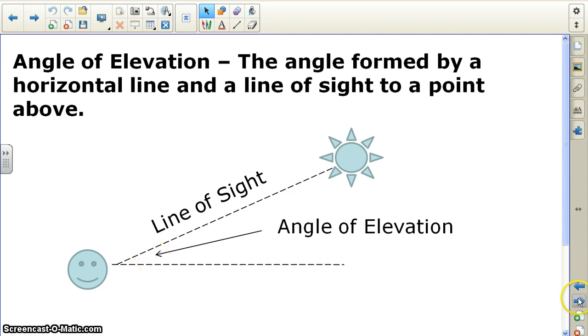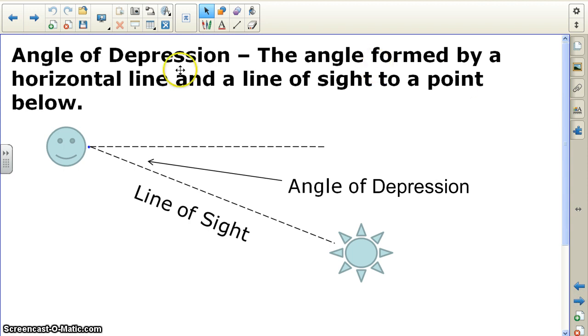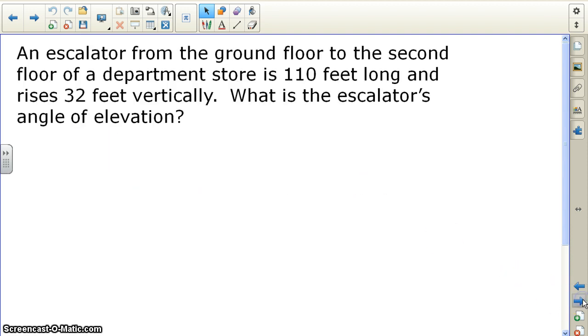Our angle of depression is very similar, except that now you're looking straight ahead and then you're looking down at the object. That's going to be our angle of depression, will be this angle right here. And we'll do a couple of examples in a little bit, and I'll show you some common mistakes that are made when doing angle of depression problems. Okay, so that's all angle of depression is, the angle formed by a horizontal line and the line of sight. So if you're looking straight ahead and then look down at the object, that's your angle of depression. All right, so let's look at a couple of examples.